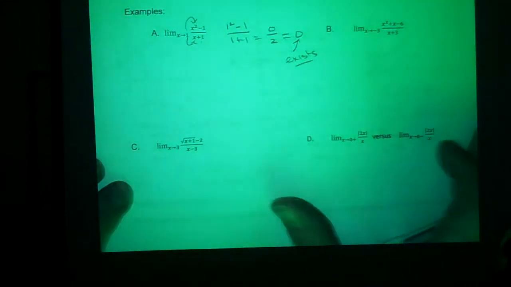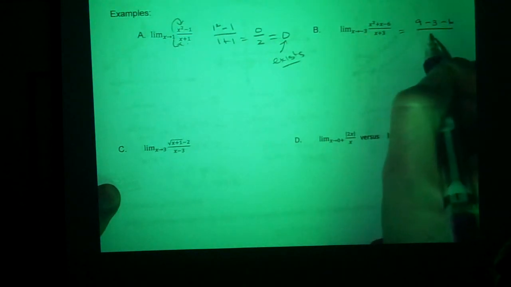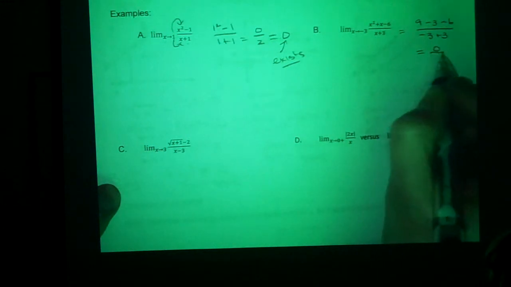But if I try that on B, I plug in negative 3, I'm going to get 9 minus 3 minus 6 over negative 3 plus 3. And that's going to be 0 divided by 0.